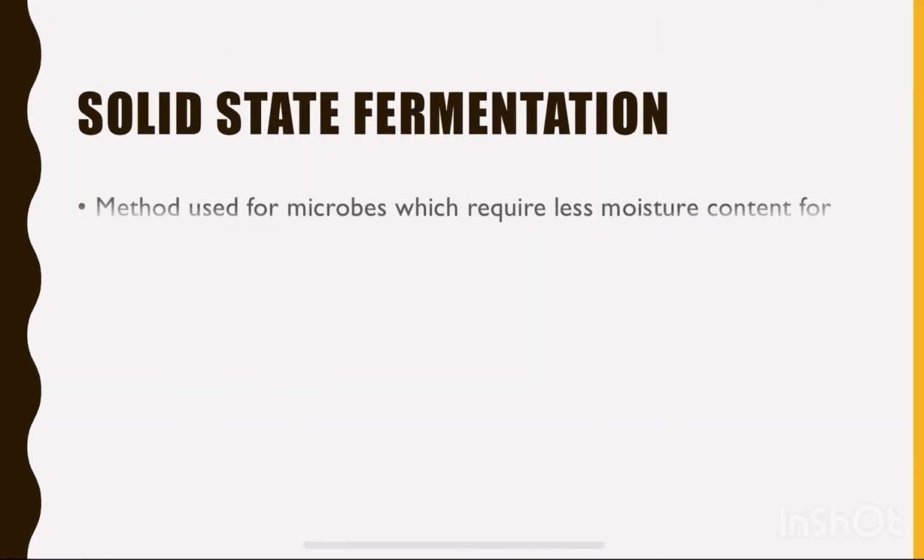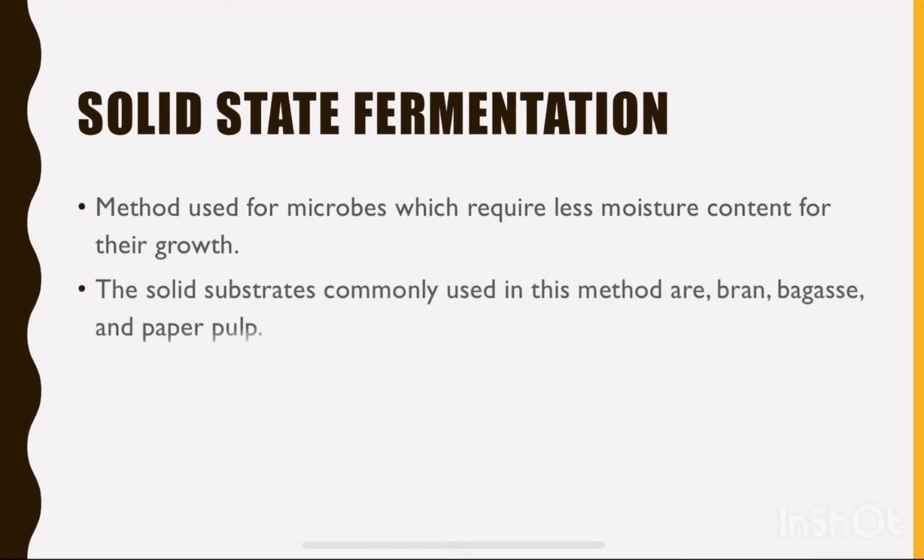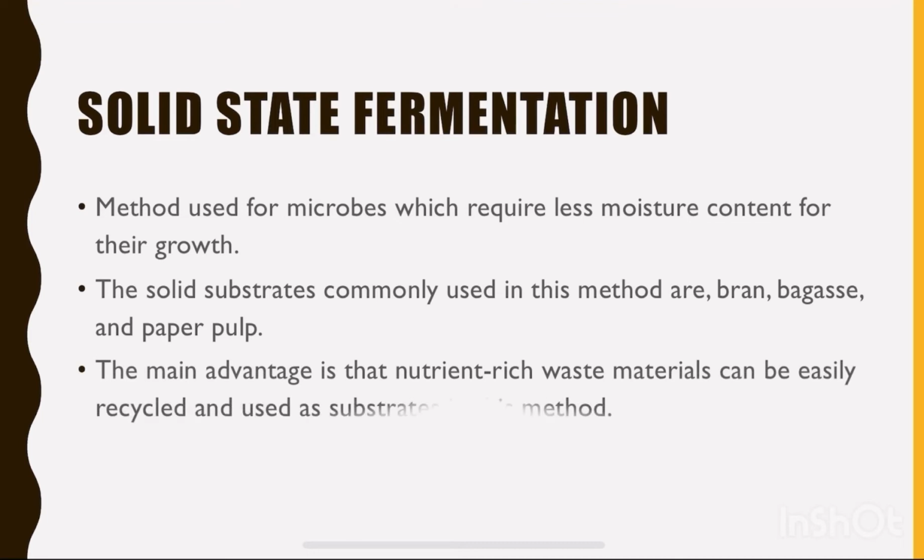Solid state fermentation is a method used for microbes which require less moisture content for their growth. The solid substrates commonly used in this method are bran, bagasse, and paper pulp. The main advantage is that nutrient-rich waste material can be easily recycled and used as substrate in this method.